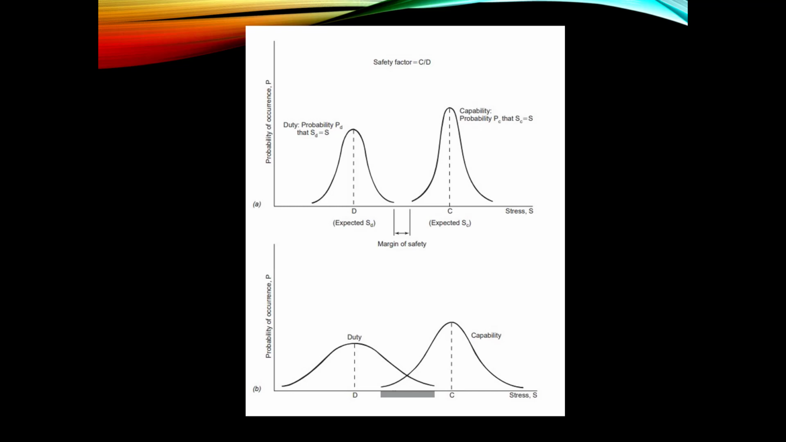But sometimes we hear the term safety factor. And the safety factor is the ratio of the expected design capability divided by the expected actual load. So if you wanted to use the letters on the chart, it would be C divided by D is the safety factor. Now, the safety factor only works if you also have a margin of safety.